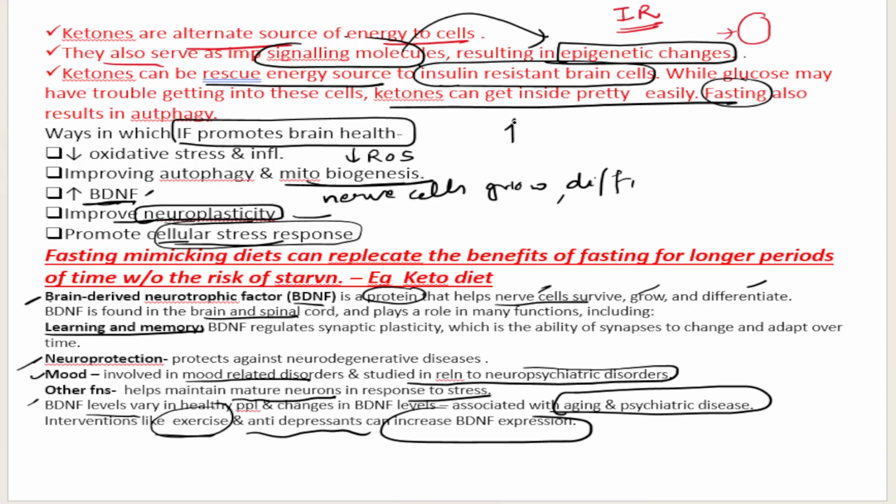Now we know that prolonged fasting can lead to starvation. So a kind of diet was designed which will mimic the fasting state, and it will not allow the person to starve while at the same time giving the benefits of fasting. So this kind of diet is the ketogenic diet. Fasting mimicking diets can replicate the benefits of fasting for longer periods without the risk of starvation.